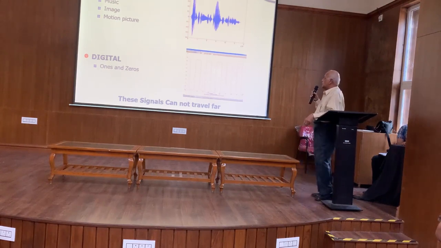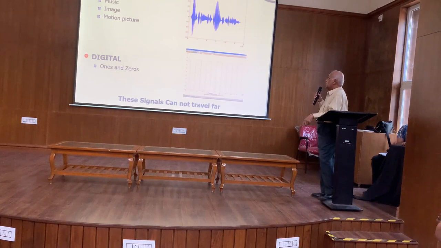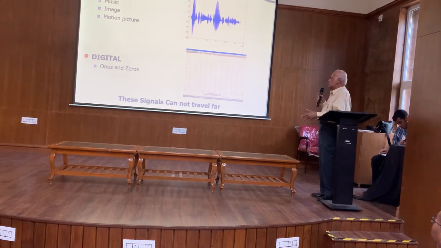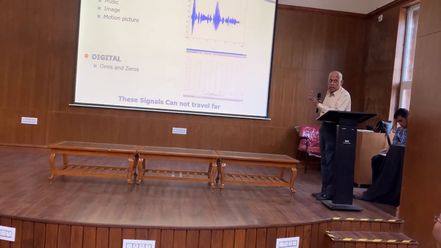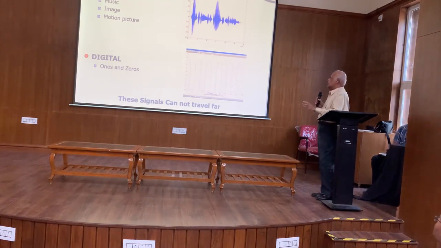Coming to the small signal, it can be of two different types, analog signal and digital signal. Analog signal examples can be voice, music, image, picture, motion picture, video. Digital will be, as you know, the signal going up and down, ones and zeros. These signals cannot travel far. They have a limitation.